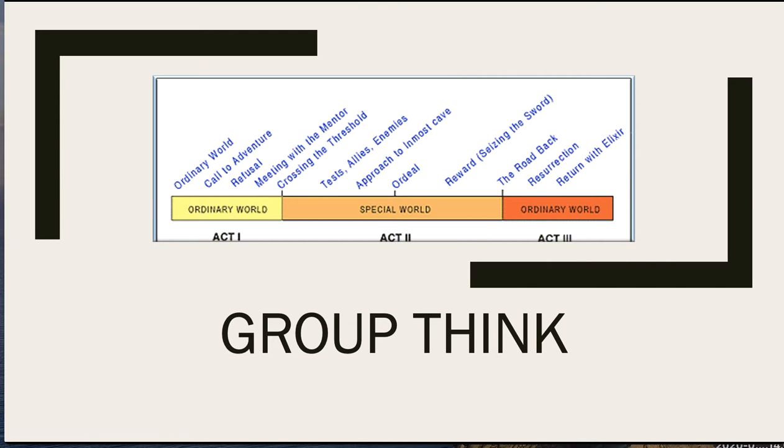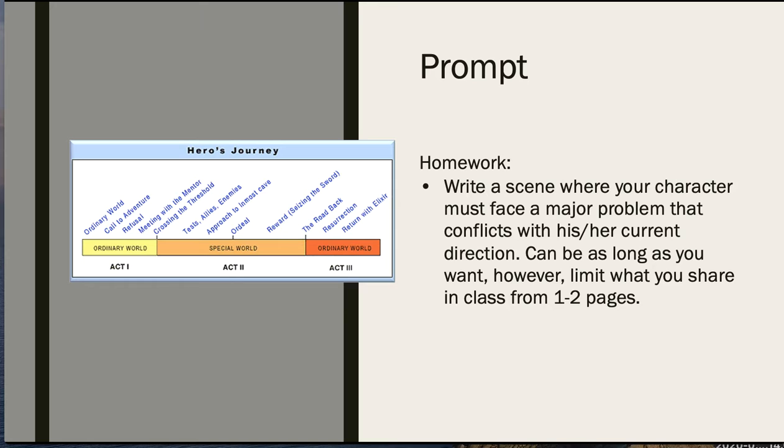But wait, first, for homework for you guys, I just want you to pick a scene where your character must face a major problem that conflicts with his or her current direction. And this can be any character that you're working with or the class character if that's what you choose. The scene can be as long as you want. Limit what you share in class from 1 to 2 pages. We're not necessarily going to post 1 to 2 pages. In fact, we'll probably stick more to a couple paragraphs that show a turning point.